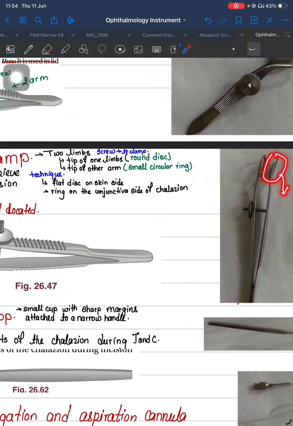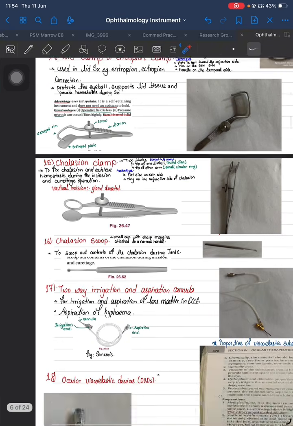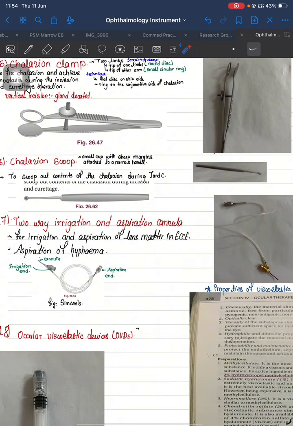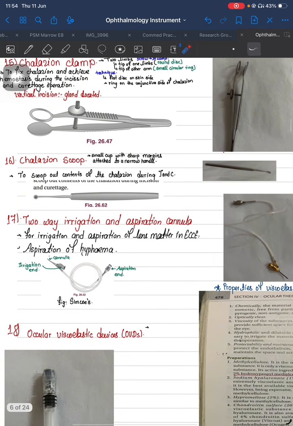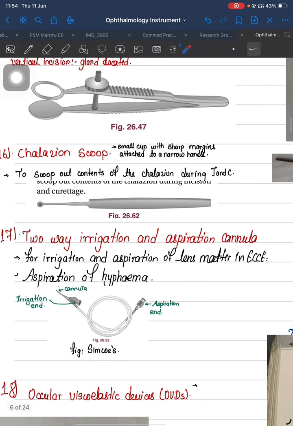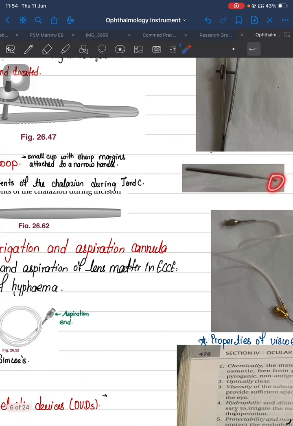contains a small circular round disc. Here the technique is that the disc should be on the skin side, and the ring should be on the conjunctiva side, just opposite to the lid clamp. And next, the Chalazion scoop. In the incision and curettage procedure of the chalazion, it is used to scoop out the content of the chalazion. It consists of a small cup with a sharp margin, which is attached to a narrow handle.